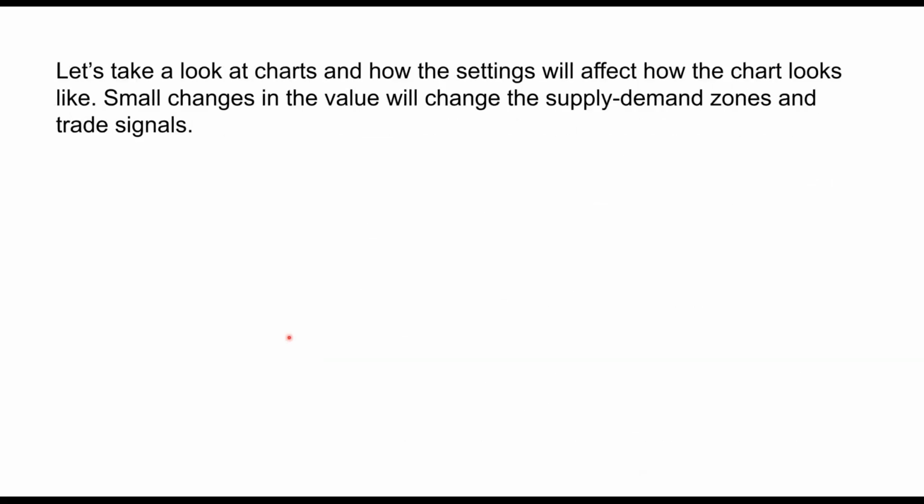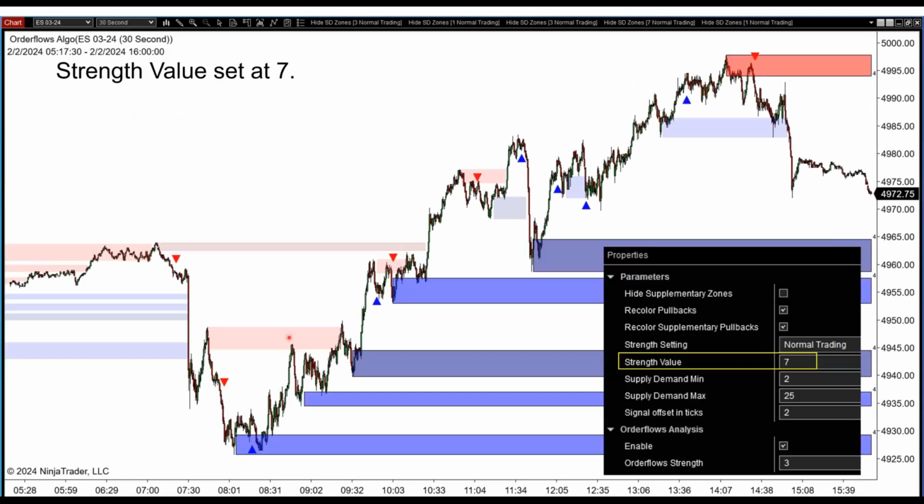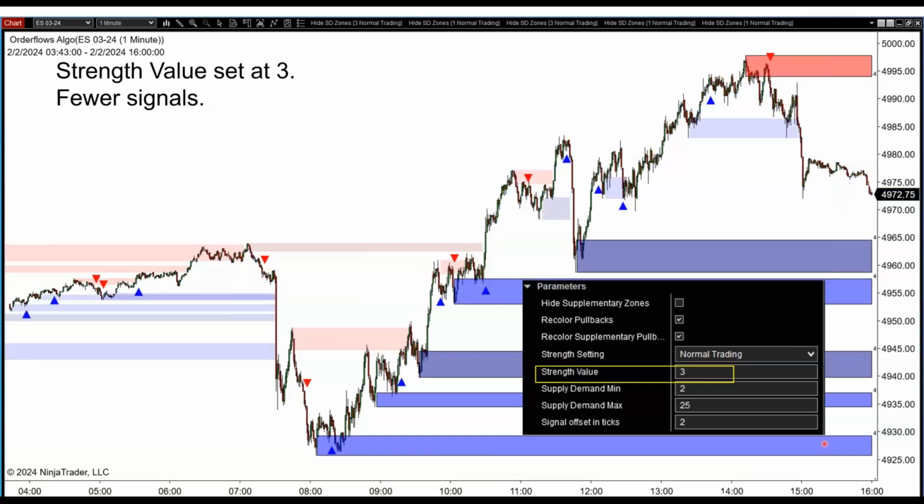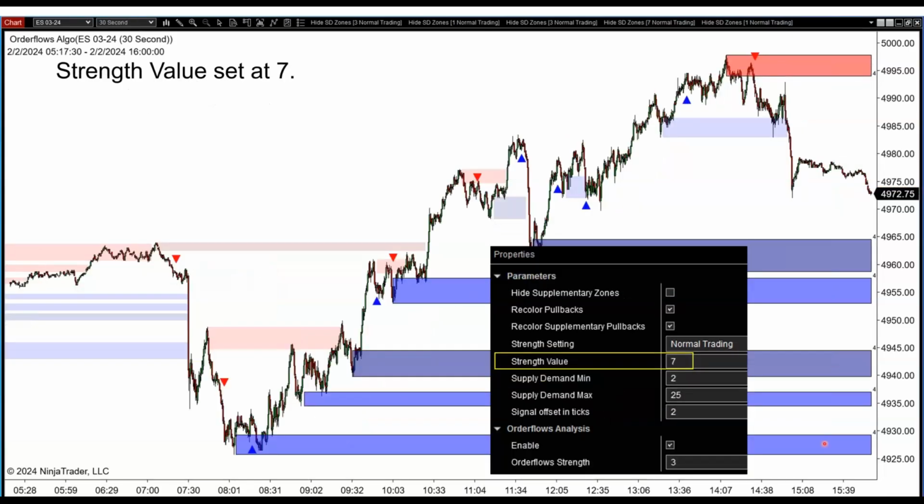Okay, so let's take a look at some charts. I just got some charts here. This was E-minis on Friday. Okay, this is 7, which is quite strong. You can see the order flow analysis strength is set at 3, which is sort of the average strength there. Okay, this is where it's set at 1 strength value. So you're seeing a lot more signals. This is set at 3, fewer signals, right? And I showed you the 7 earlier.